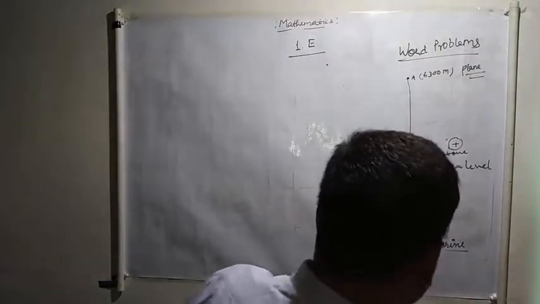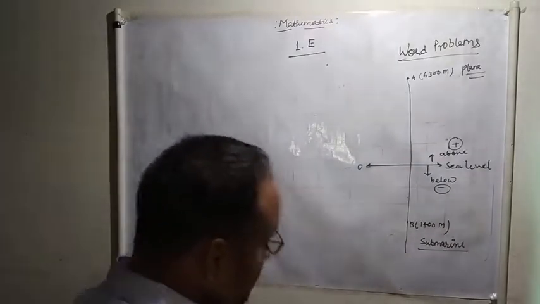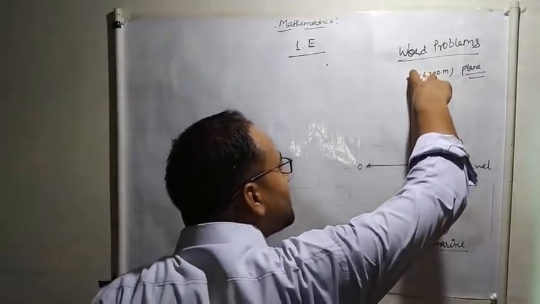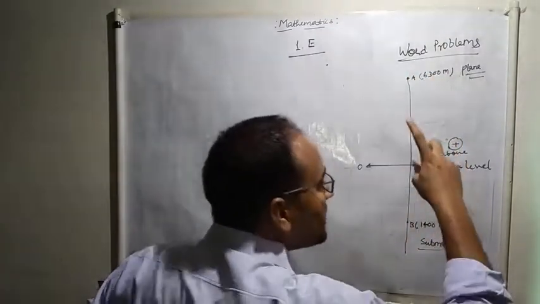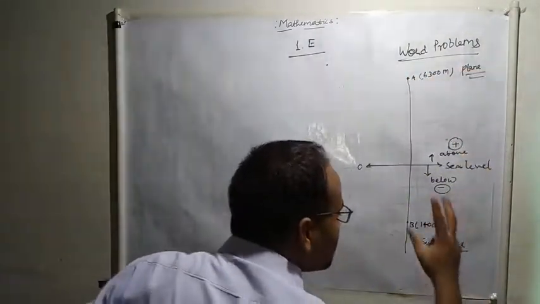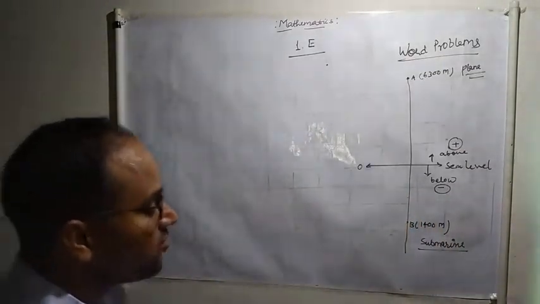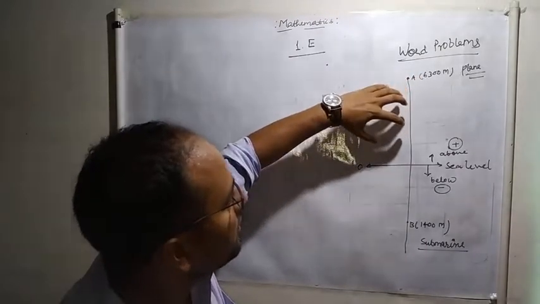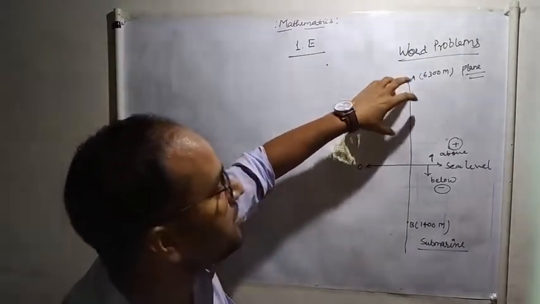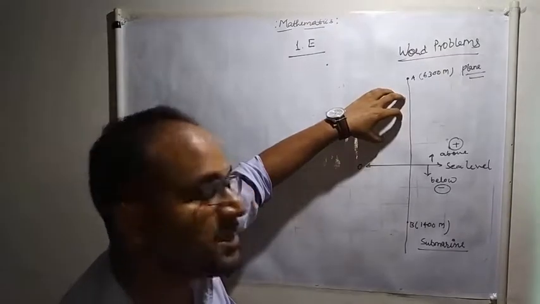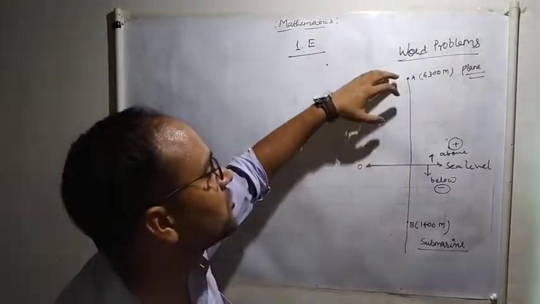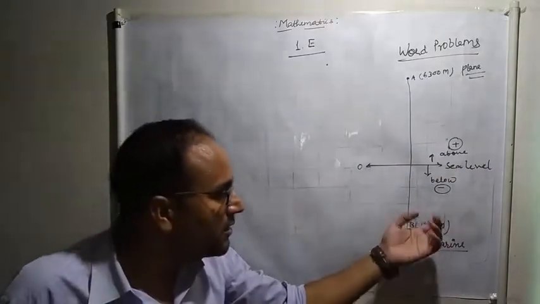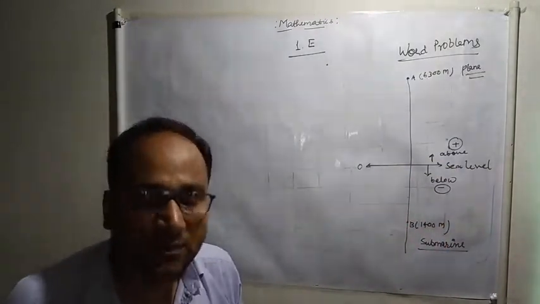Below the sea level. Your question is asking what is the vertical distance between point A and point B, meaning the plane and the submarine. And students, always remember that when you are going above sea level, your value, or your height, is always positive. And if you are going downside, below sea level, then your quantity should be negative.